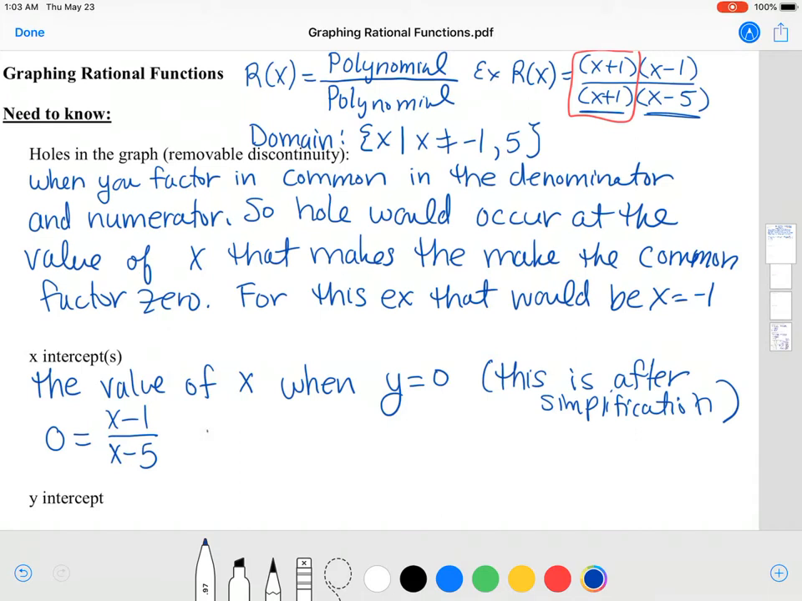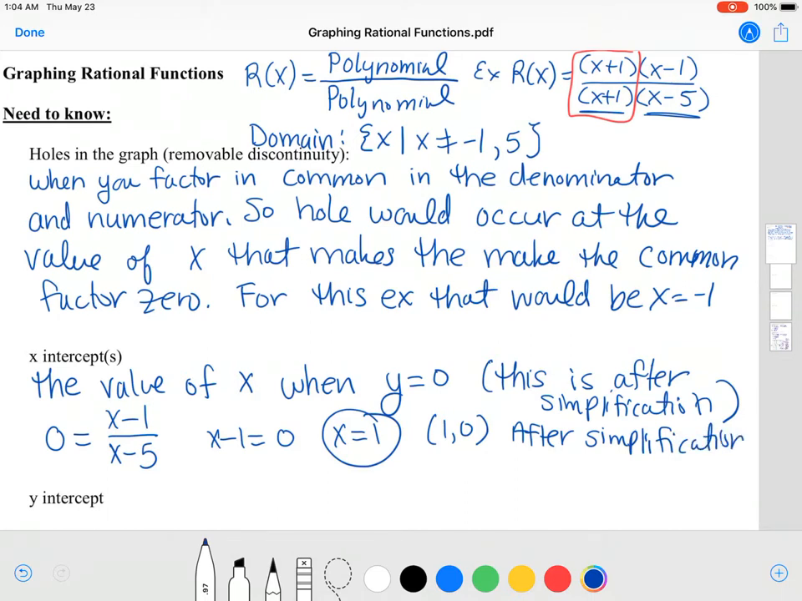So in this case, if I set the top equal to 0, that's going to be x is equal to 1 as our x-intercept. And if we write it as an ordered pair, it would look like that, (1, 0), because it's the value of x when y is 0. So in general, after you simplify, it's whatever makes the top 0.